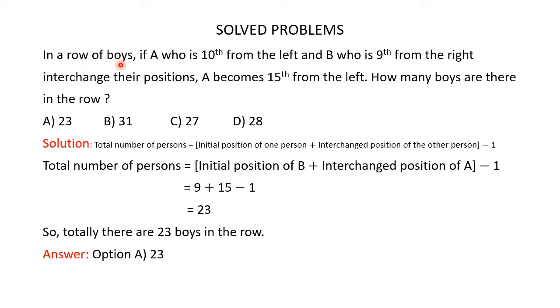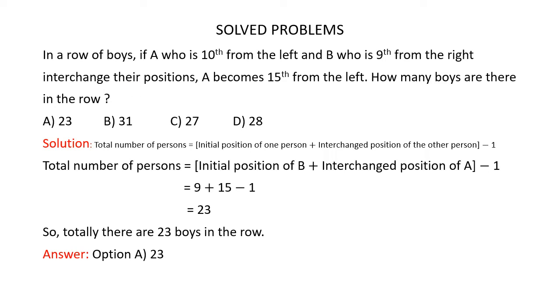In a row of boys, if A who is 10th from the left and B who is 9th from the right interchange their positions, A becomes 15th from the left. How many boys are there in the row? You are given 4 options and you have to find out which of these options is the correct one.